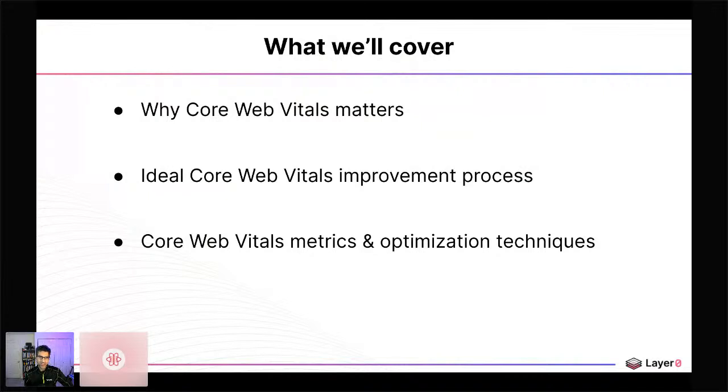Then we'll spend a bunch of time actually talking about the Core Web Vitals improvement process, because Core Web Vitals is probably unlike any other performance optimization you've probably attempted, and we should talk about why that's different and the best way to go about it. And then we'll do kind of a lightning round going through the 3 metrics in Core Web Vitals and the different optimization techniques that folks on our platform have found to be the most impactful.